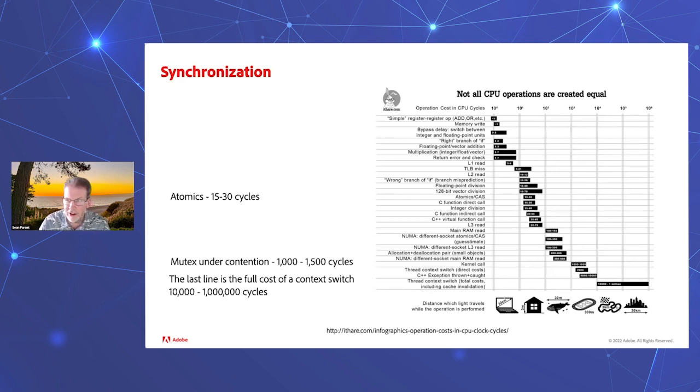And way down here at the bottom of the graph, clocking in between 10,000 and a full million cycles is the cost of a full context switch if the processor is under contention. So ideally what we want on our machine is to have one thread per core and have all of those threads running flat out, none of them having to wait.